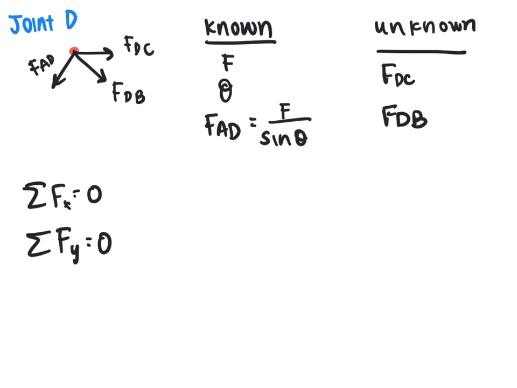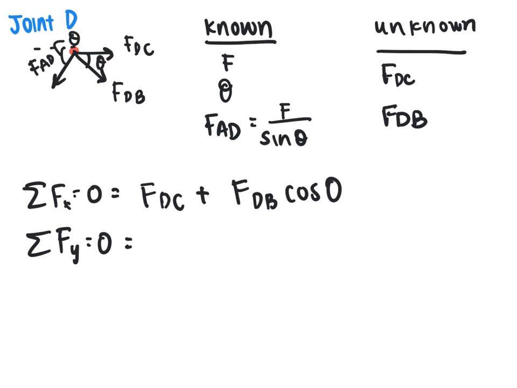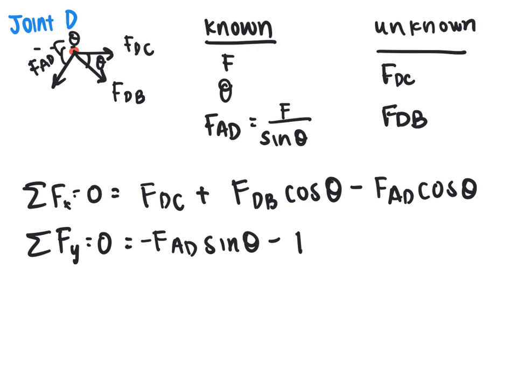And maybe something to point out is that this is going to be equal to theta, and this is also going to be equal to theta. Kind of hard to see, I apologize for that. So let's write our equations out. We're going to get that FDC is pointing to the right, plus FDB cosine theta minus FAD cosine theta. That's all going to be equal to 0. We're also going to get negative FAD sine theta minus FDB sine theta is also going to be equal to 0.